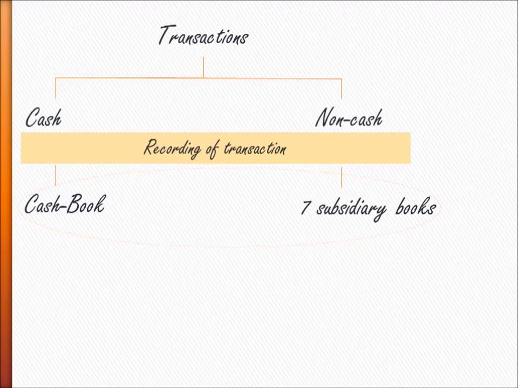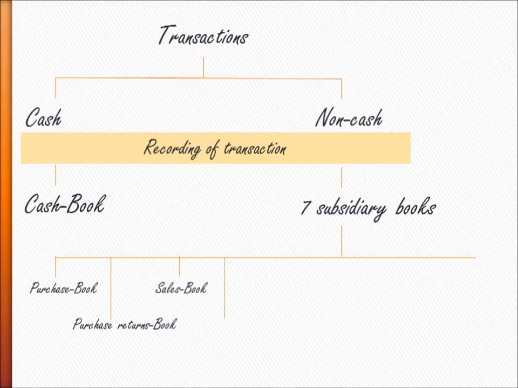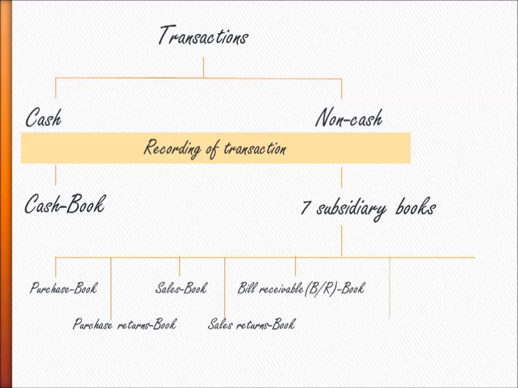And what are these subsidiary books? Okay, let's note down. Number 1, purchases book. Number 2, purchases returns book. Number 3, sales book. Number 4, sales returns book. Number 5, bills receivable book, or in short form BR book. And next is bills payable book, or you can say BP book. And number 7 is journal proper.